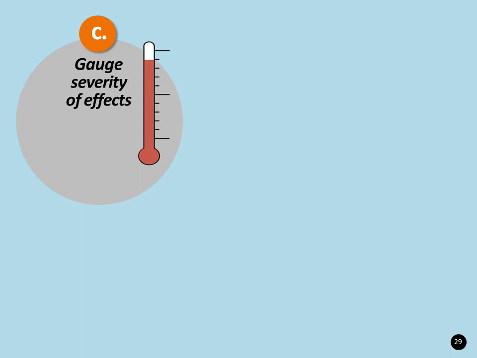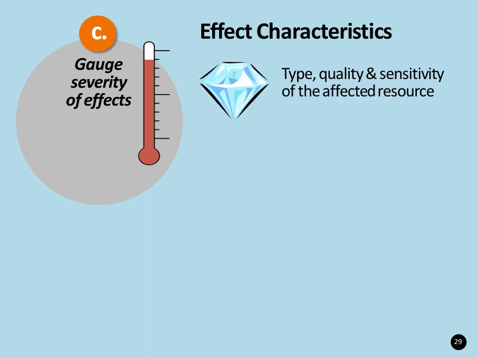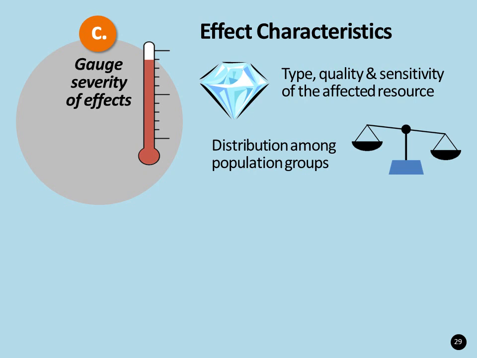Task C, Gauge Severity of Effects, is the last task in Step 4 of the SCE evaluation process. This involves assessing the character of adverse effects identified in Task B and their relationship to the community context. Consider the type, quality, and sensitivity of the affected resource and its value to the community. Assess whether the effect would be disproportionately distributed among population groups in the study area. Consider the likelihood that the effect would occur, and if it might occur even if the project were not built.